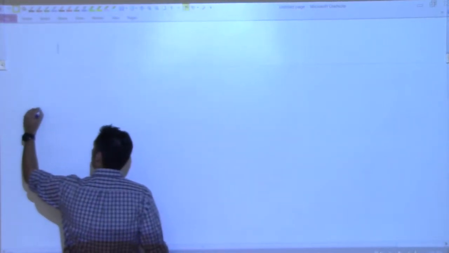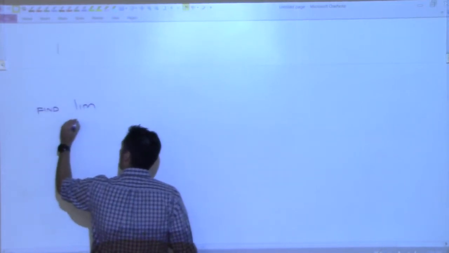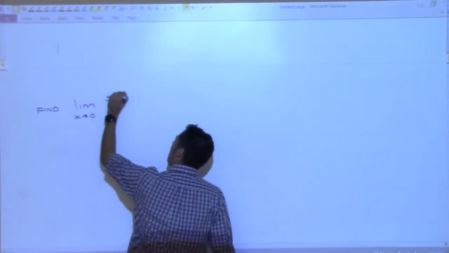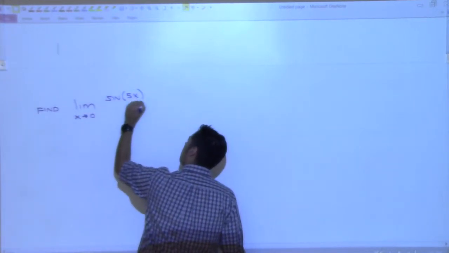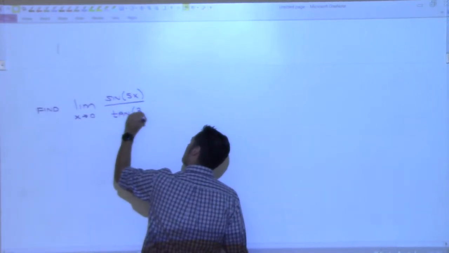Okay, here we go. First example. Find the limit as x goes to 0 of sine of 5x over tangent of 3x.